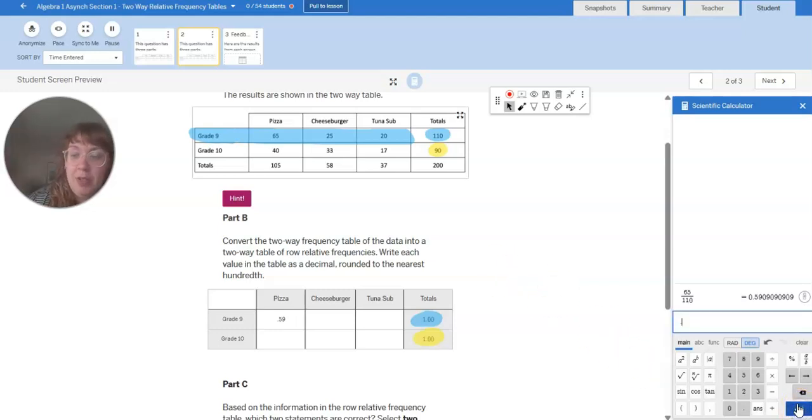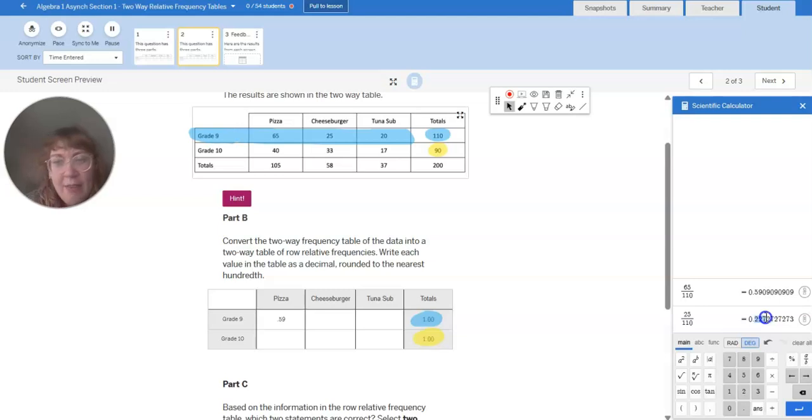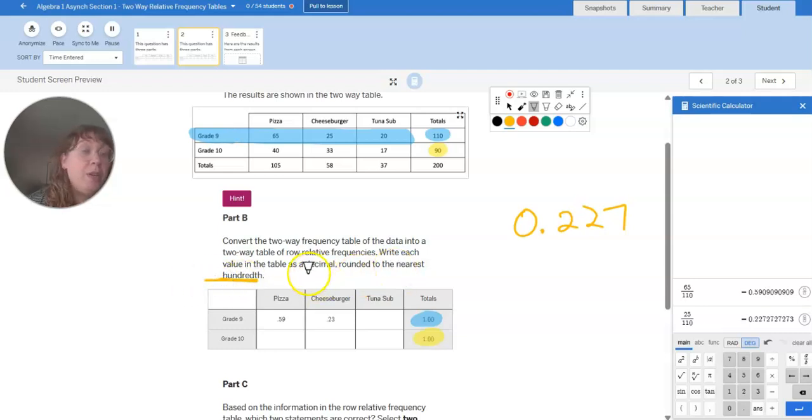Now let's look at cheeseburgers. 25 divided by 110 is 0.227, which we will round to 0.23, just to show you why we did that. If we get 0.227, but we just want to the nearest hundredth, so we only want 2 decimal places, so we look at this 7. Because it's greater than 5, that's going to tell us to round this up to a 0.23. And that's how we got that value there.